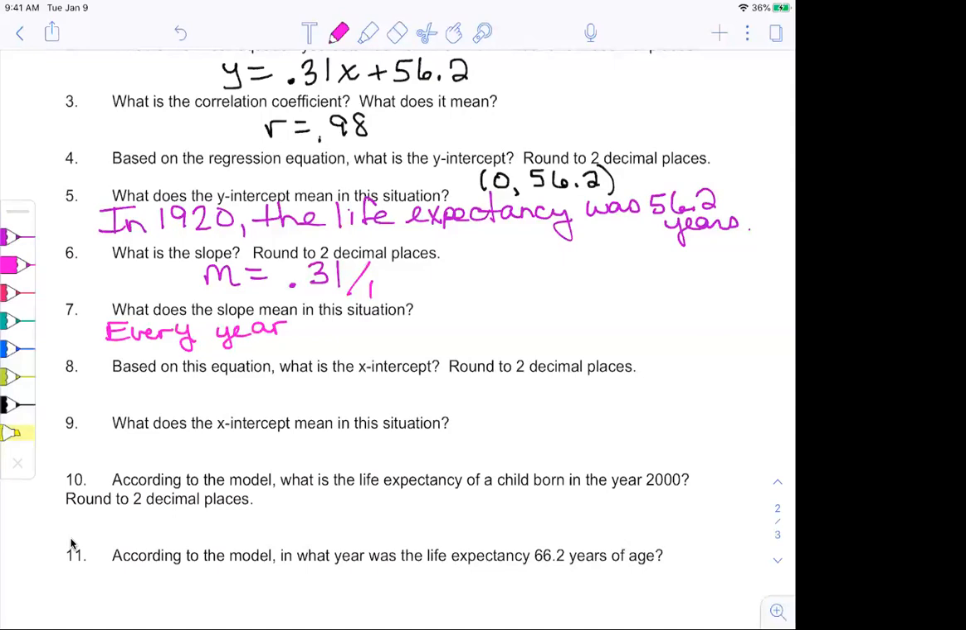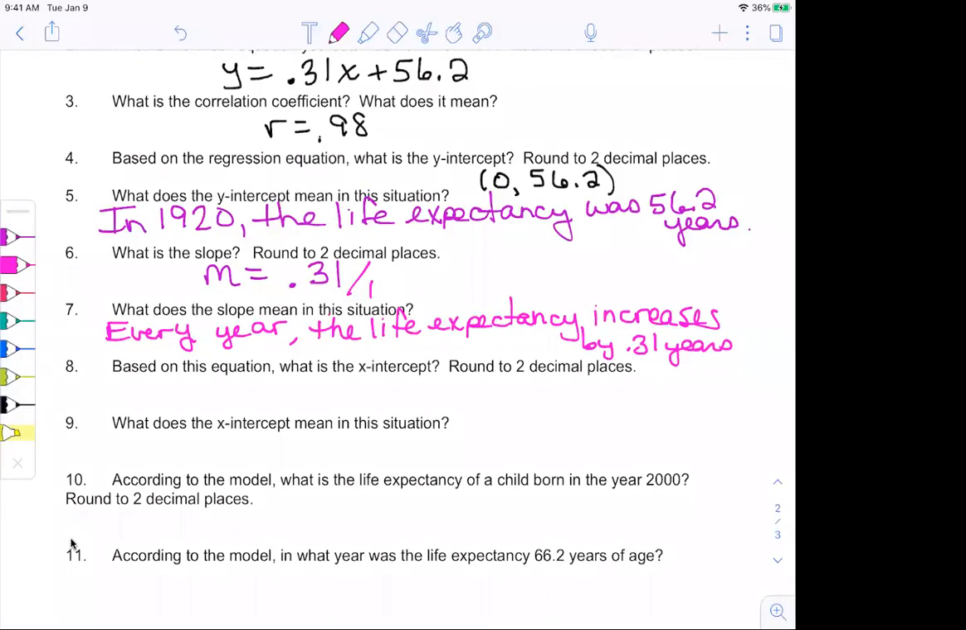So every year, the life expectancy increases by 0.31 years. So that way, over 10 years, it's really increasing by about 3 whole years. So you get like a third of a year every year added to the life expectancy as time goes on. And that's because people learn how to live differently, live better, live healthier. There's more medical knowledge that we have now than they did in 1920.